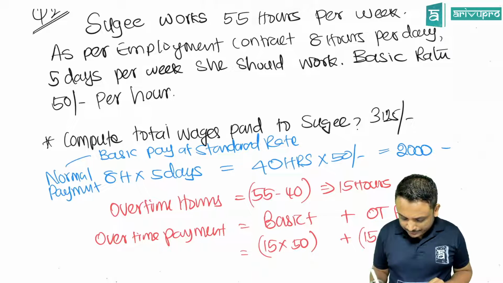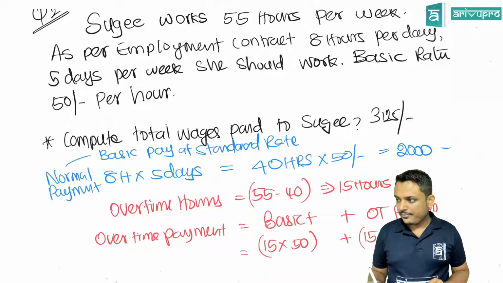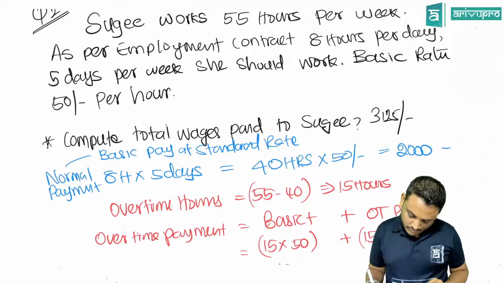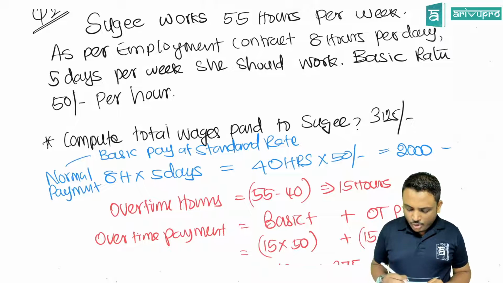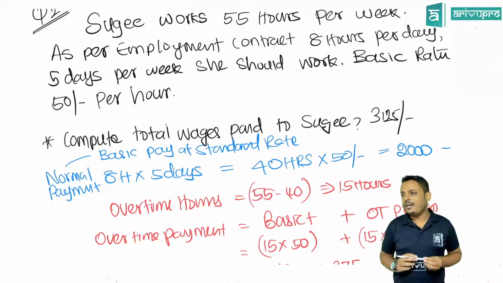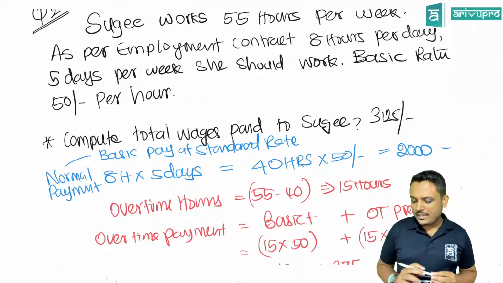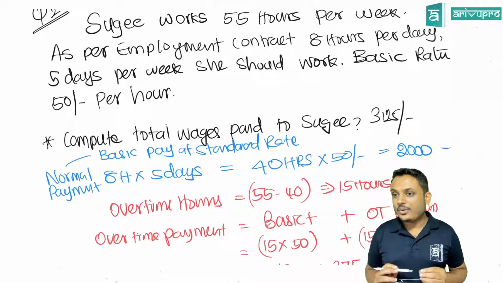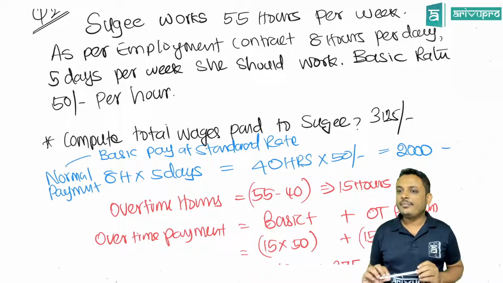Okay, so what is the value? 15 into 50, how much? 750. 15 into 25, 375. Total 1125. So overtime payment is 1125. Total amount paid: 2000 plus 1125 equals 3125. Is it clear?